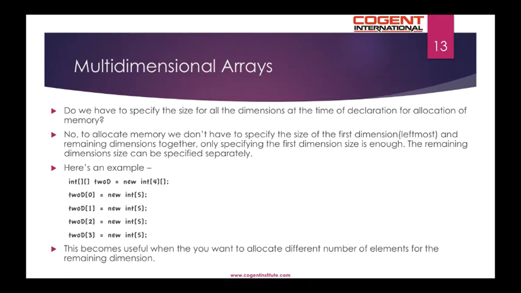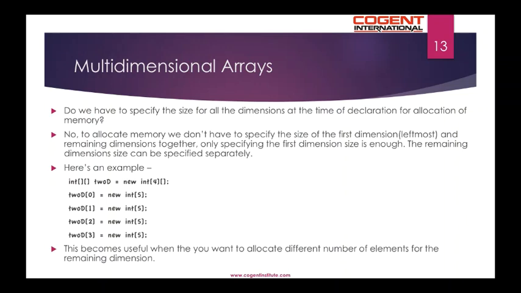So do we have to specify the size of all the dimensions at the time of declaration for allocation of the memory? No, to allocate memory, you only have to specify the size of the first dimension, which is the leftmost dimension. The remaining dimensions can be specified separately. So here's an example of a two-dimensional array where only the first dimension size is specified, which represents the number of rows in this case. And the number of columns are not specified, but for each row, the number of columns are specified later on.